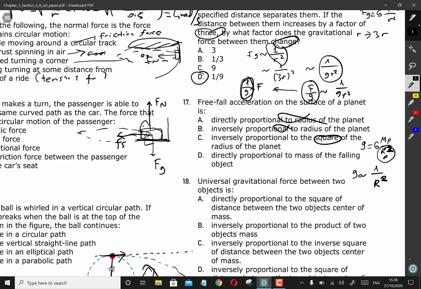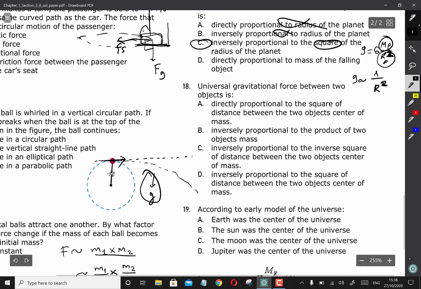Square of the radius. Directly proportional to the mass of the fallen object mass. No, directly proportional to the mass of the planet's mass, not fallen object mass. Planet, this is planet's mass. So this is correct answer. C is the correct answer.